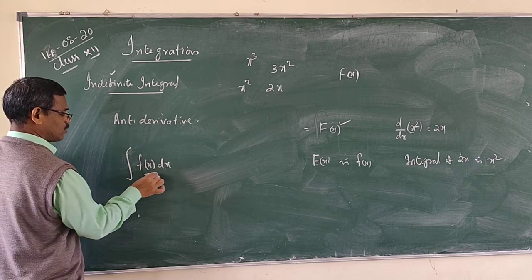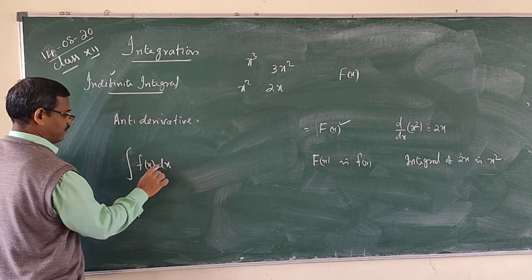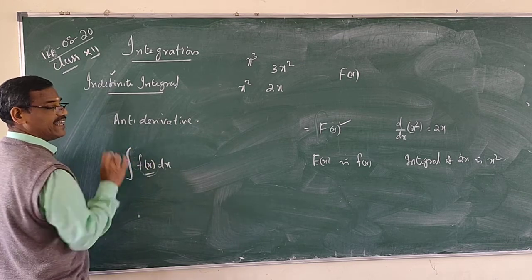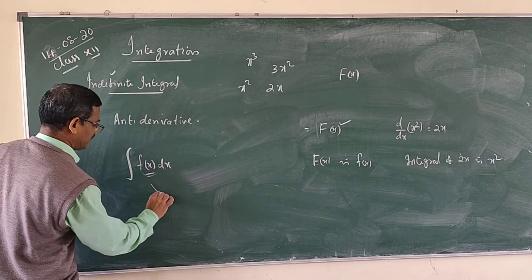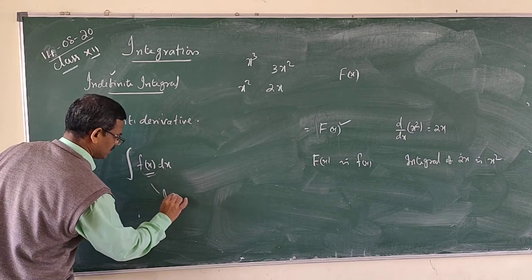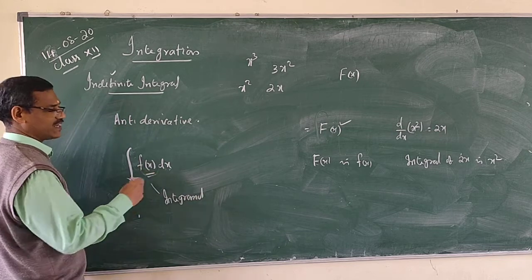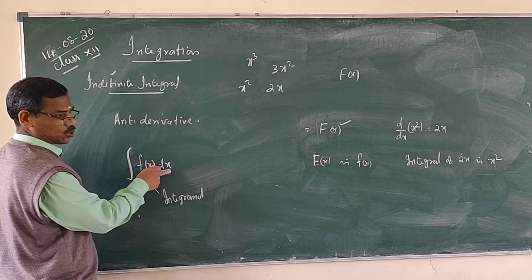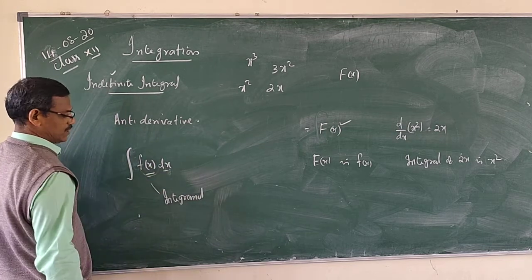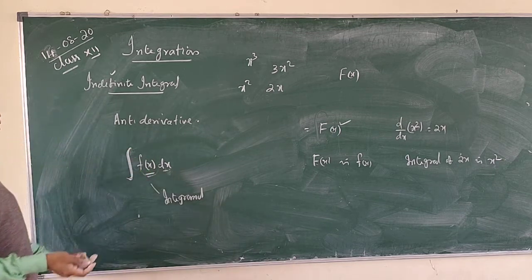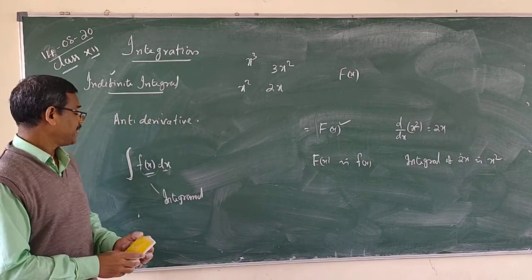And here, this f(x), the function inside the integral symbol, is called the integrand. This is called the integrand. And the variable of integration is x, that is what dx shows. And the entire process of doing it is called the integration.